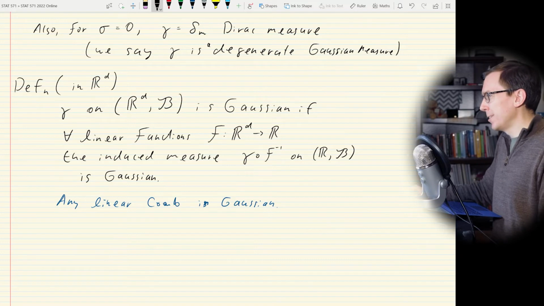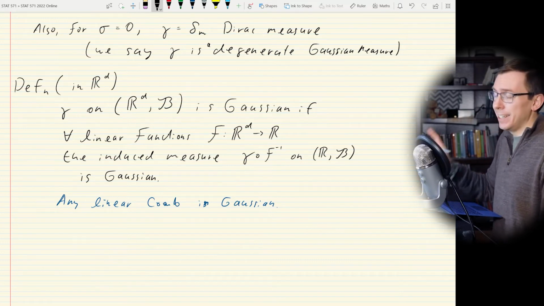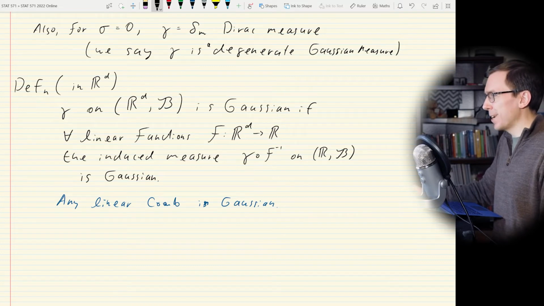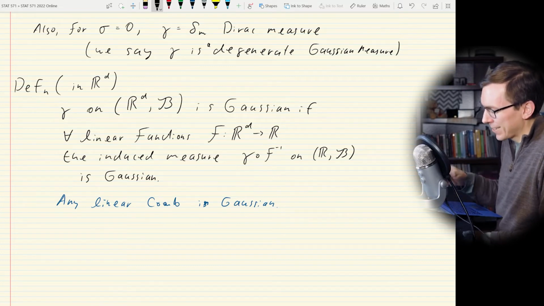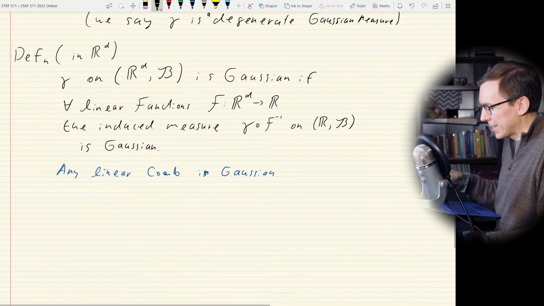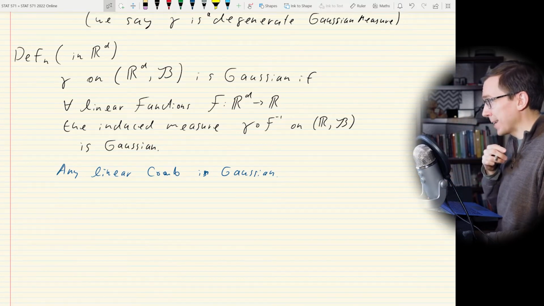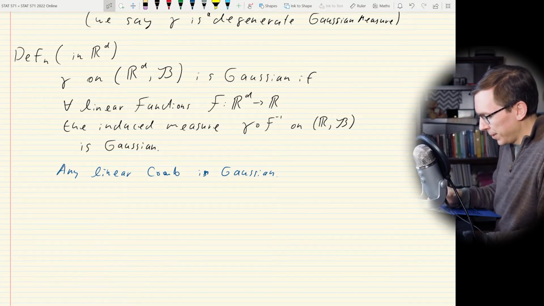Because you could have random variables that are individually Gaussian but jointly not Gaussian. In this case, that's not the case, right? We're saying if we have a jointly Gaussian random variable or a Gaussian measure, we can define it this way. Anyway, then what in the world is a Gaussian random variable?